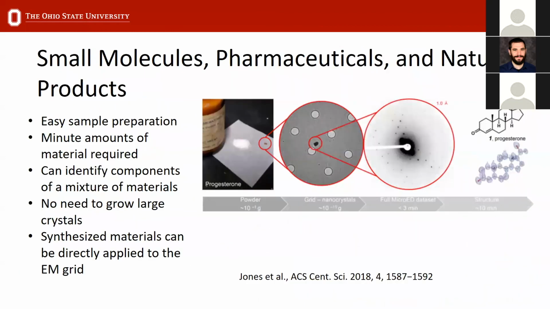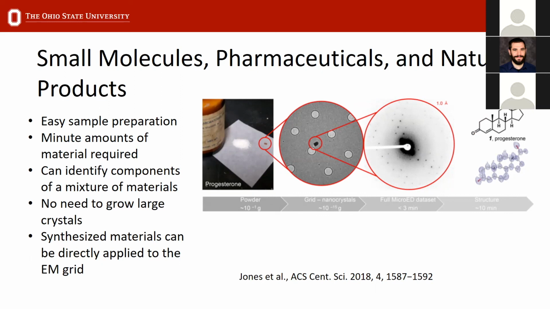The next example are small molecules, pharmaceuticals, and natural products. Here, the advantage of MicroED really is the easy sample preparation. And that is shown in the picture on the right side. You can see the powder, in this case, it's progesterone. What you do is you take your powder, you essentially just dip your TEM grid into it. And once you dip it in, you will have enough nanocrystals on your TEM grid that you can take that to the electron microscope and you can start a diffraction experiment.